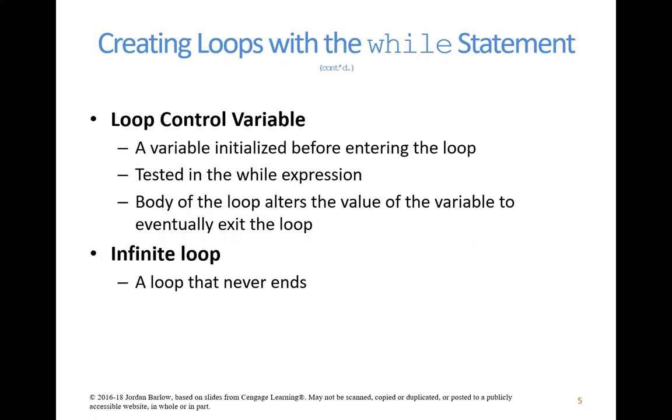Now, in order for a while statement to work, you have to create a loop control variable somewhere in your code before your while loop starts, somewhere before the while keyword. And then that loop control variable is tested in the while expression, and the body of the loop alters the value of that control variable so that you eventually exit the loop. If you didn't ever alter the value of that variable, then the loop would continuously go forever, and it would be what we call an infinite loop.